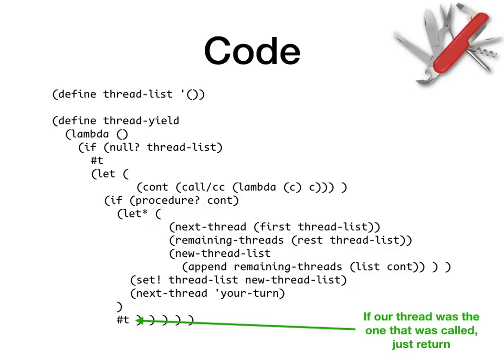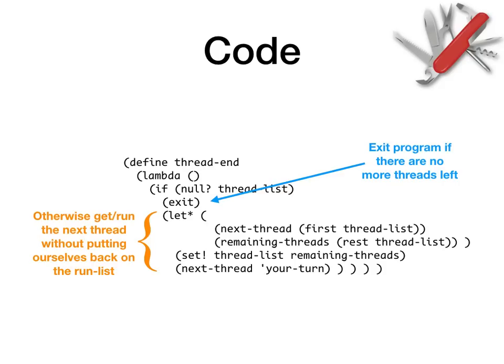Then we have how to end a thread, and basically we say if the thread list is empty, then we exit the program.